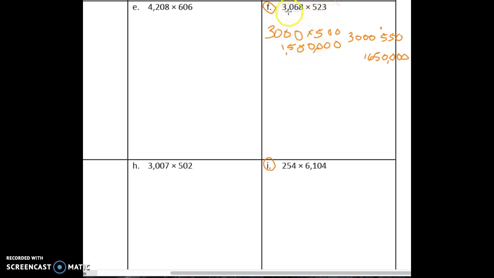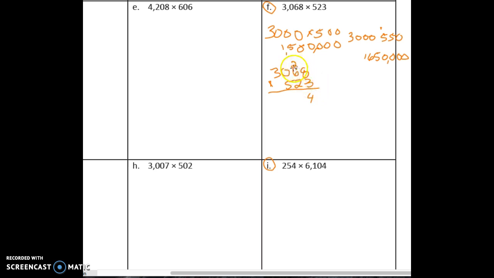1, 2, 3, 4, 5 zeros. Well, let's see what we get in the problem, shall we? I'm going to go ahead and work it on out. 3,068,523. And so if you were doing this with your calculator, you're going to go 3 times 8. You're going to get 24 showing up on your calculator, but it's one less thing to think about.